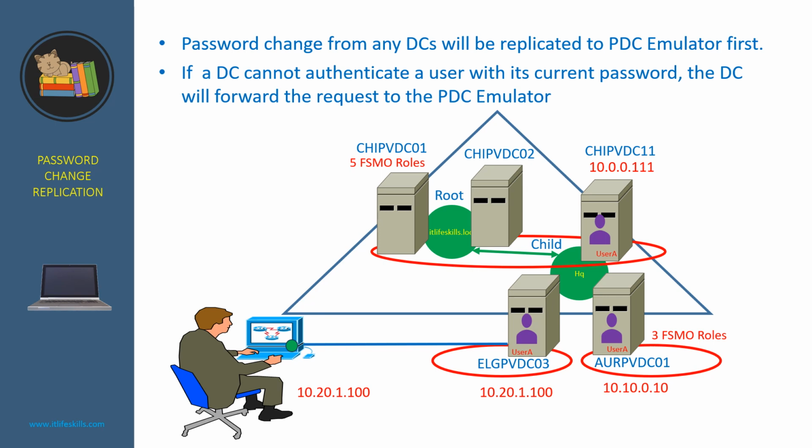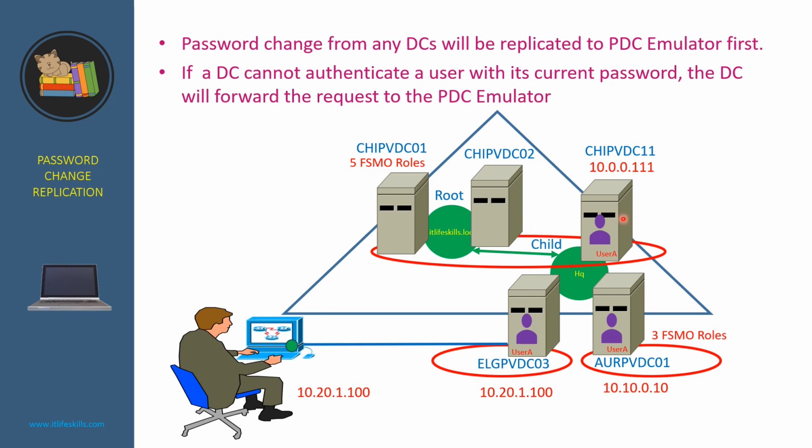As you may know, a password change from any DC will be replicated to the PDC emulator of the domain first. If a DC cannot authenticate a user with its current password, the DC will forward the request to the PDC emulator before informing the user with the incorrect password message.